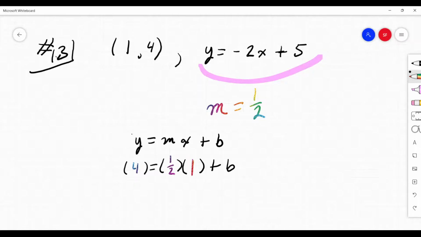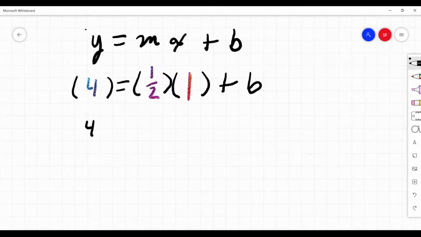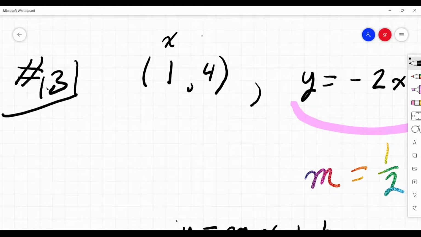What are we going to put right here? 1. 1 times 1/2. The one on the right is always the line, right? That's left, but yes. Right here, oh yeah, in the point. Yeah, it always goes x, y.